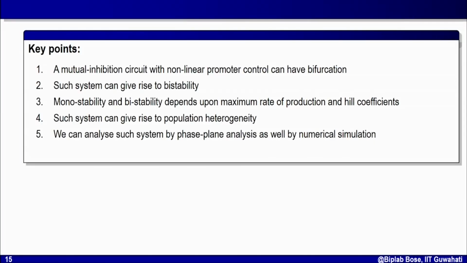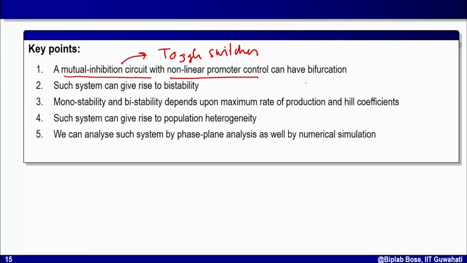So let us jot down what we have learned in this module. In this module, we have shown a 2 gene based mutual repressor system. So I have a mutual inhibition circuit which has a nonlinear promoter control, and this type of circuit is sometimes called a toggle switch. And we have shown that if the nonlinearity of the promoter control and the rate of production of the protein match, then this system can have bistability.